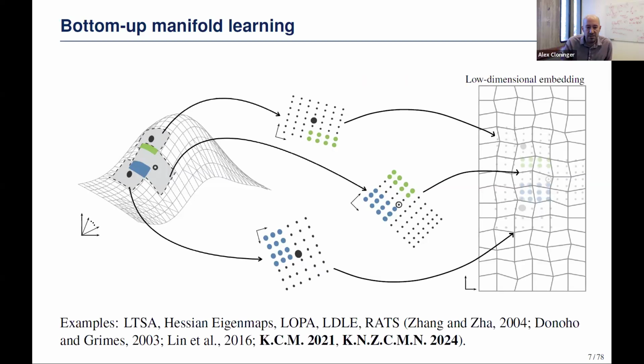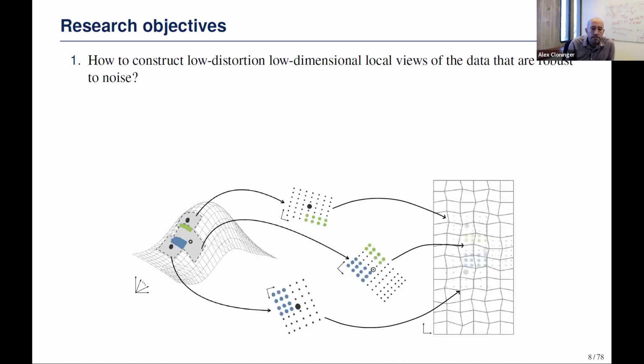So again, we are not the first to do this. If you've ever seen LTSA, local tangent space alignment, this is doing something similar, Hessian eigenmaps, all of these different things. And then there's the recent work that we've been doing that I'm going to really focus on in this talk.